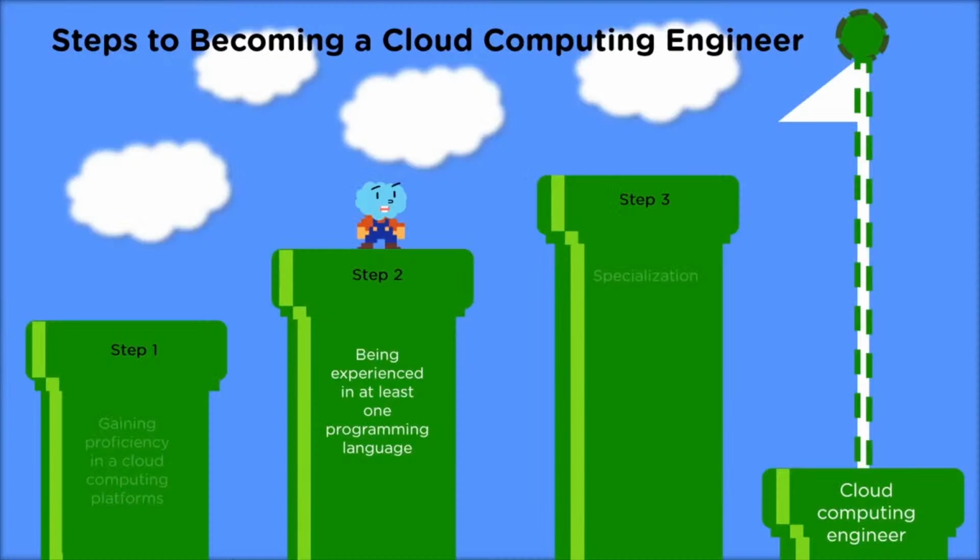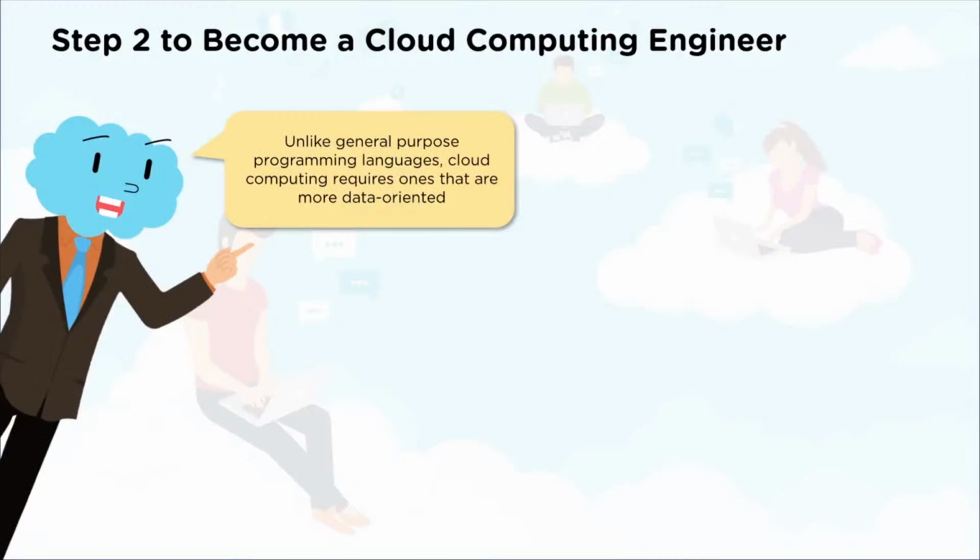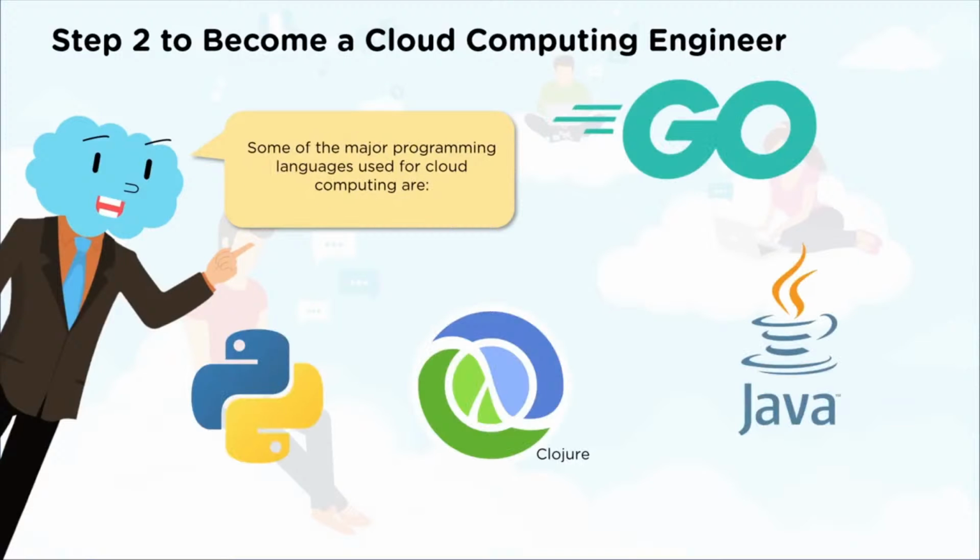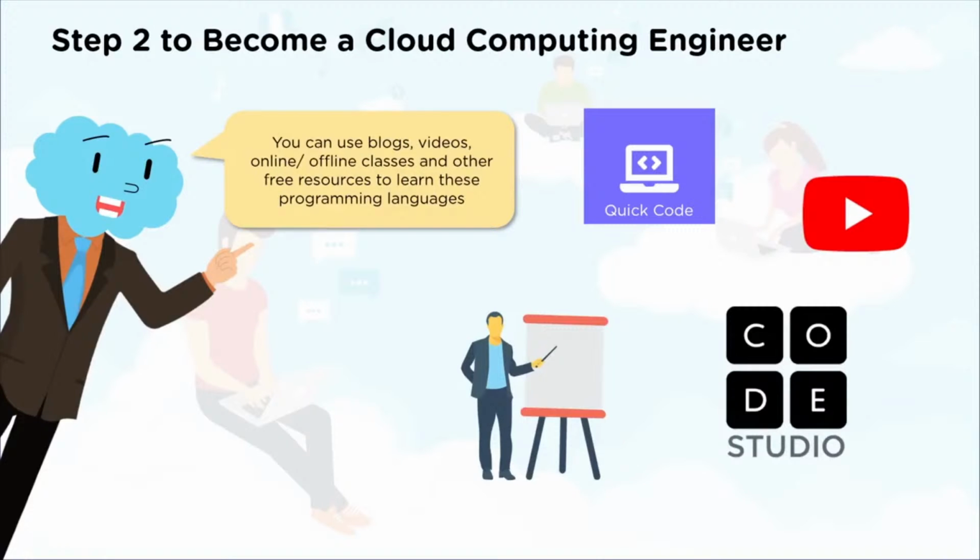And now we're at step 2, being experienced in at least one programming language. Unlike general purpose programming languages like C, C++, C#, and so on, cloud computing requires ones that are a lot more data oriented. Some of the major programming languages used in cloud computing are Go, Python, Clojure, and Java. As I said before, there is a wealth of resources that you can learn from. There are free websites that you can practice your code on, like Quick Code, Code Academy, and several others. There are also resources like YouTube videos, as well as the option of online or offline classes.